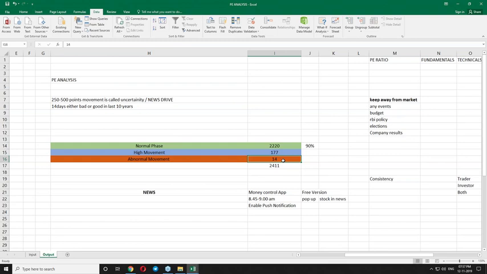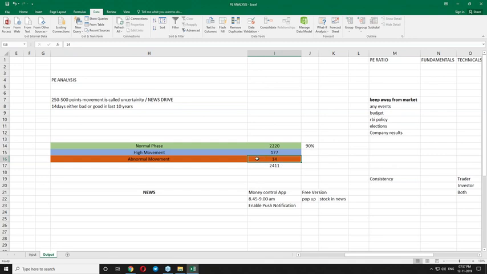I am repeating again, abnormal movements will happen without intimation. Say, like a surgical strike, or many instances where some war is declared. All those things will happen without any intimation, and that we consider an abnormal movement. We are bound to lose money in this kind of movement.